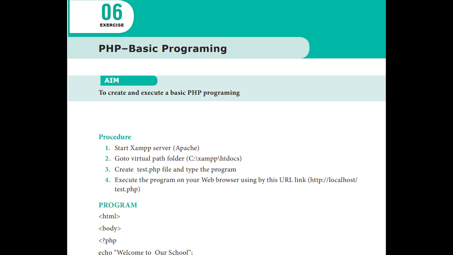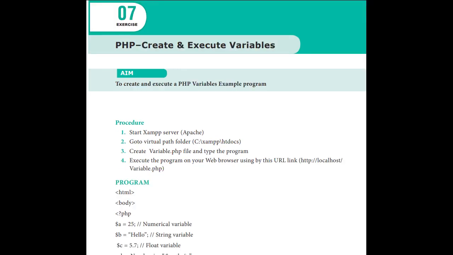When we are learning this PHP, you will know the procedure. The procedure is also given in the exercise page itself. When you are creating and executing a PHP variable example program, first you have to start XAMPP. XAMPP will be installed on your laptop or computer. If you are doing it in W3Schools, this procedure is not needed. You can directly type the program, run it, and take the output.